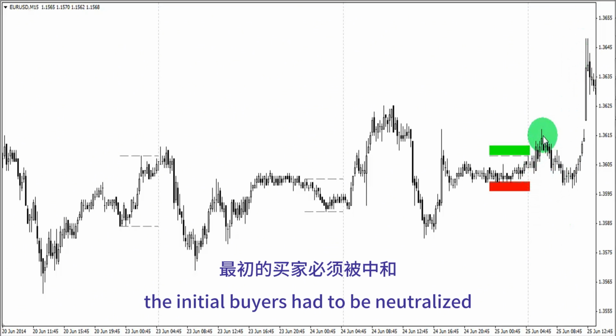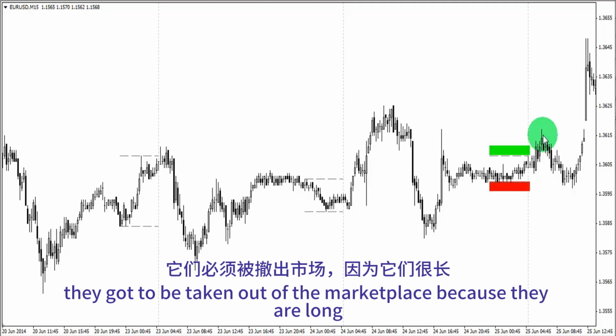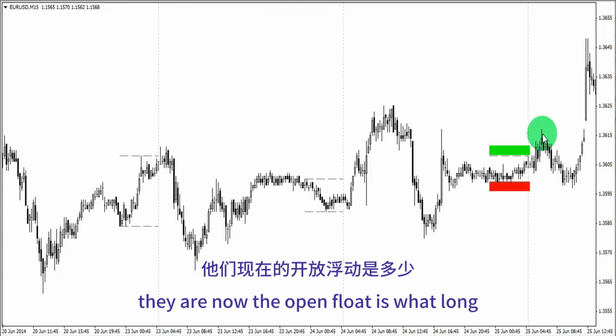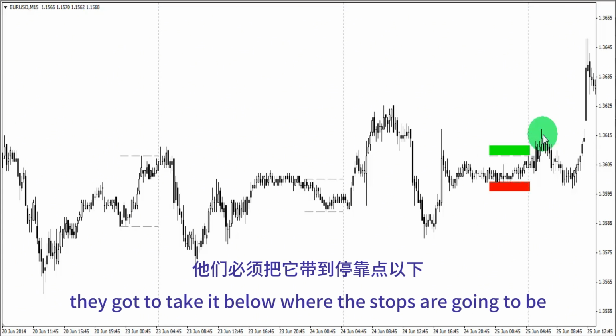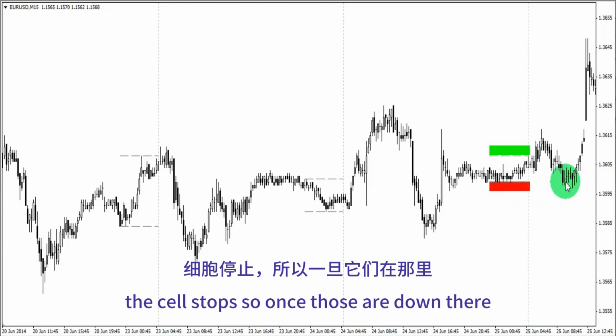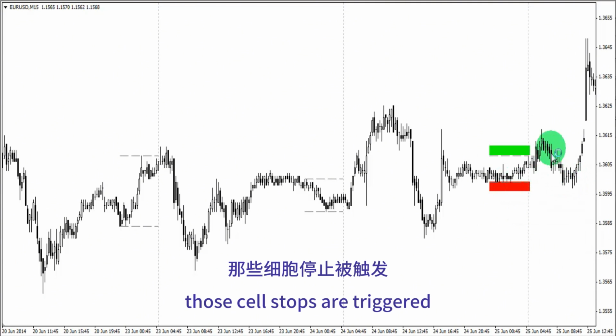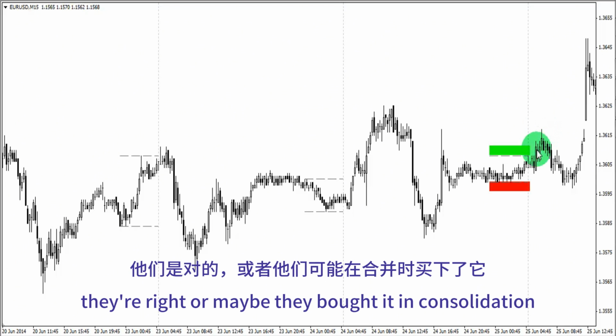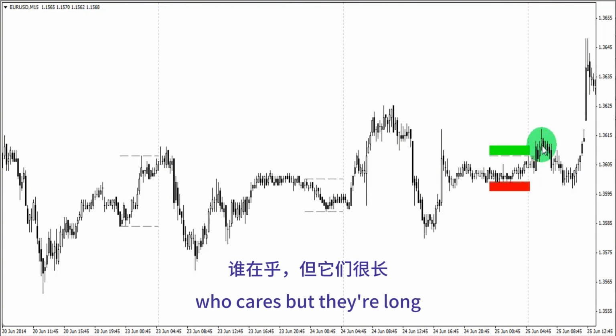The initial buyers had to be neutralized. They got to be taken out of the marketplace because they're long, so now they have hard stops on their position. The open float is long. So how do they neutralize it? They got to take it below where the sell stops are going to be. Once those sell stops are triggered, the longs that bought, whether they bought the breakout, they're right, or maybe they bought in consolidation, who cares, they're long.